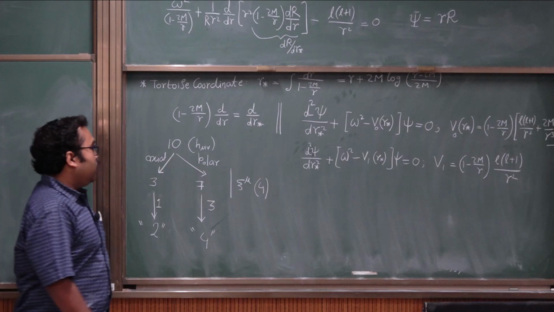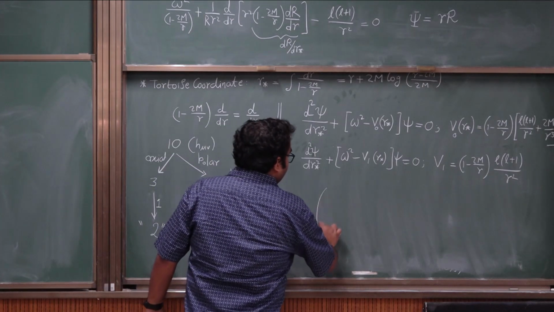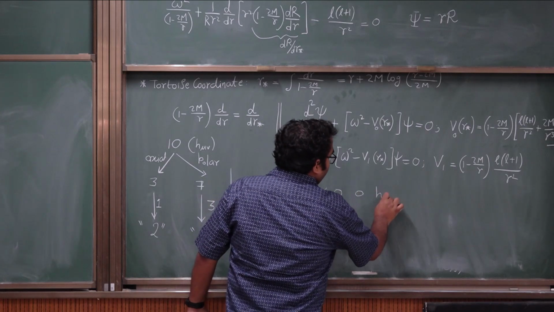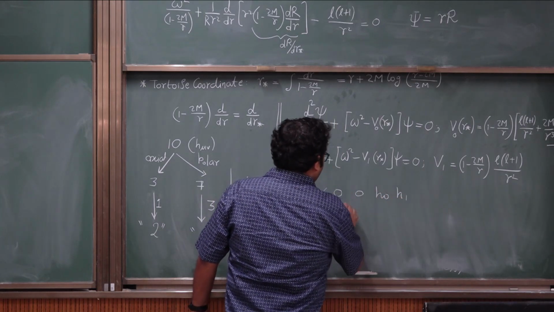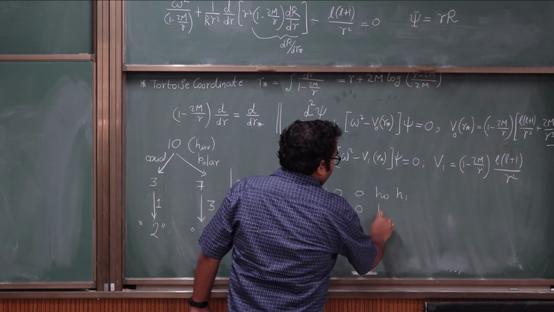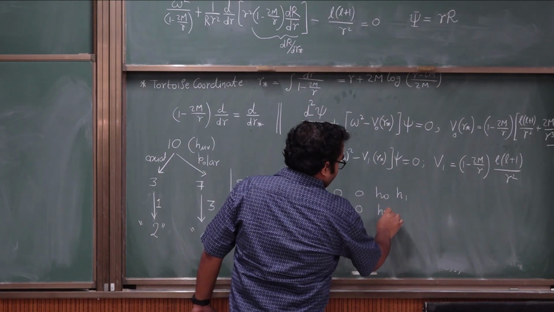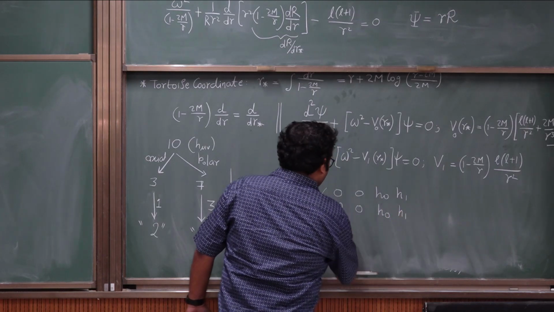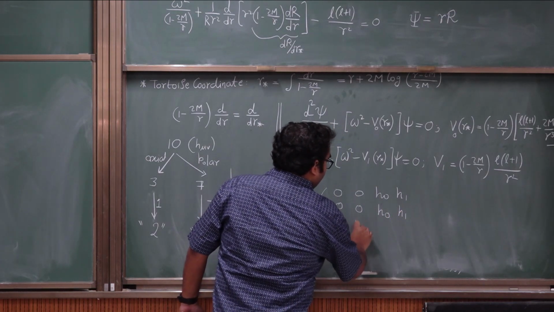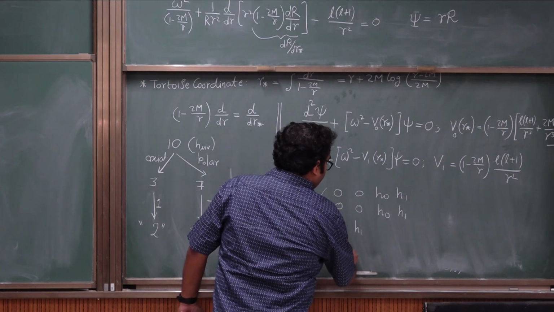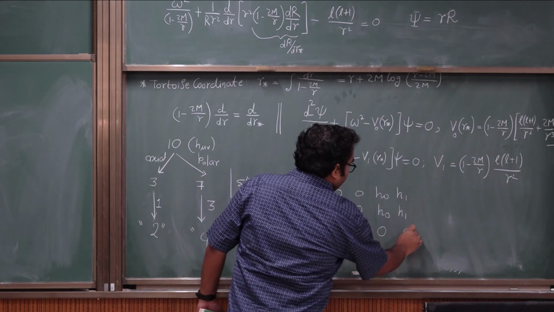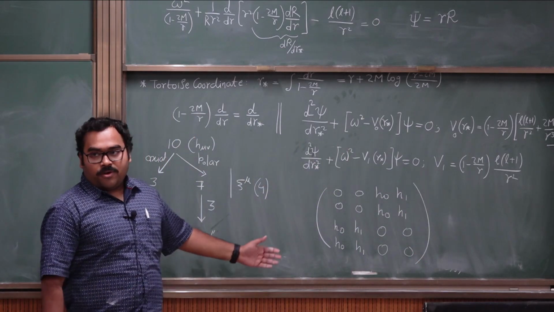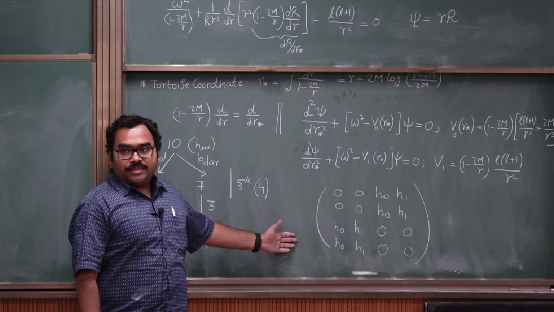These 2 components correspond to, so if you write down the axial, it will be something like 0, 0, H0, H1. This is G theta phi. This will also be H0 and H1. This will also be H0. This will be H1, 0, H1. So this is the form of the metric perturbation in the axial sector.